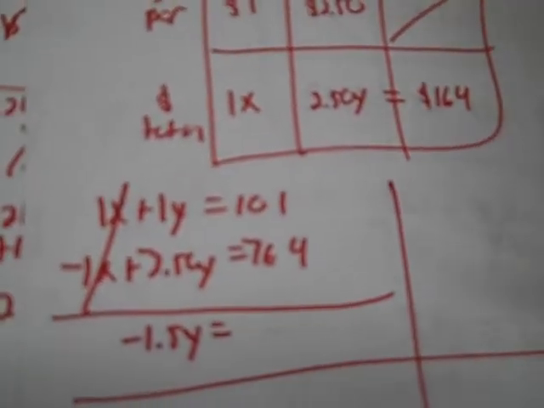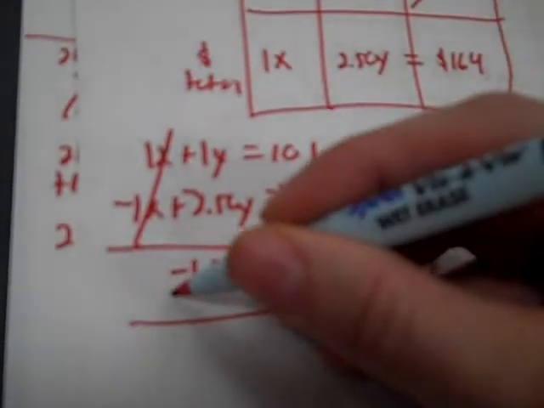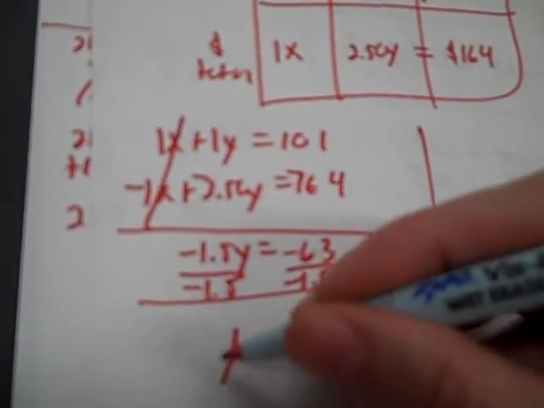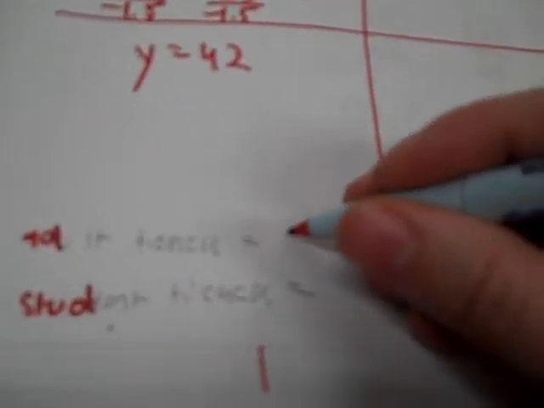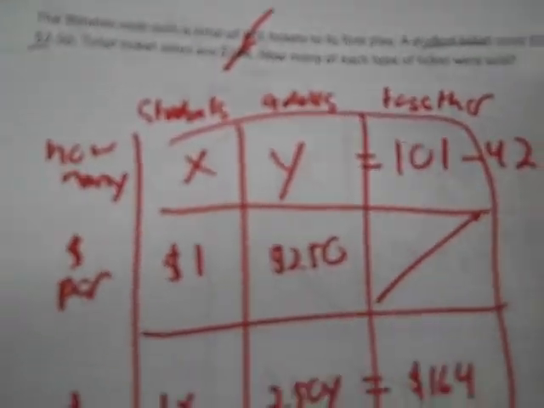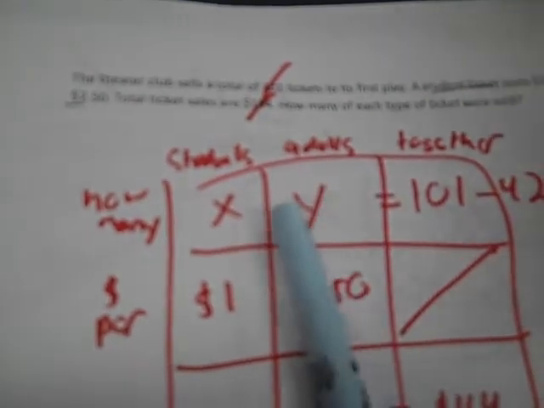Then 101 plus negative 164 is negative 63. Okay, and then you divide both sides of your equation by negative 1.5. You just got to have confidence in the process that if you do everything right, I got 42. Okay, so y is adults, so you got 42 adults. And then you can just subtract 42 from there, because if you know that your y is 42, x plus 42 is 101, then you can just minus. That's 59.